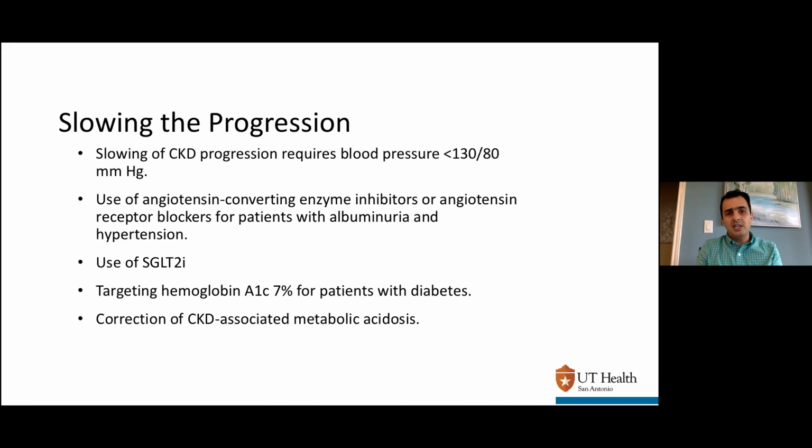So we slow the CKD progression by controlling the blood pressure. The goal should be less than 130/80. You should aim to use ACE inhibitors and ARBs for these patients, especially for patients with albuminuria, proteinuria, and hypertension. We'll talk about the use of SGLT2 inhibitors as well, targeting a hemoglobin A1C of 7%. And then I'll briefly talk about correction of CKD-associated acidosis and how that plays a role in CKD progression.